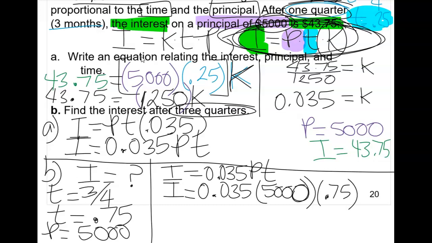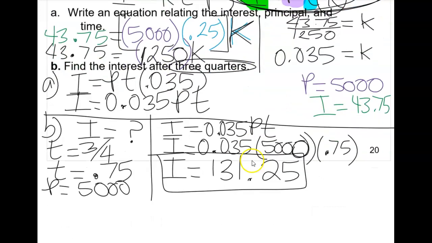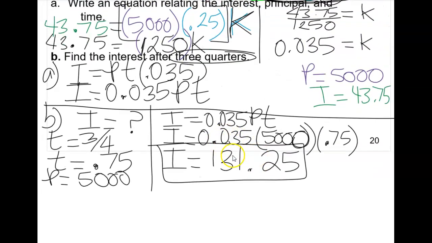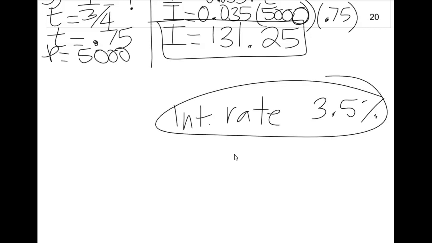And let's see. If we multiply those 3 numbers, I get an interest of $131 and 25 cents. And so that will be the amount of interest accumulated after 3/4 of a year, which will be like 9 months, at a rate of 0.035. That's the interest rate, I mentioned to you. If we were to convert that to a percent, it will be an interest rate of 3.5%. But the answer to part B was the amount of interest accumulated. So it's 131.25. So this is the last question, end of the video.